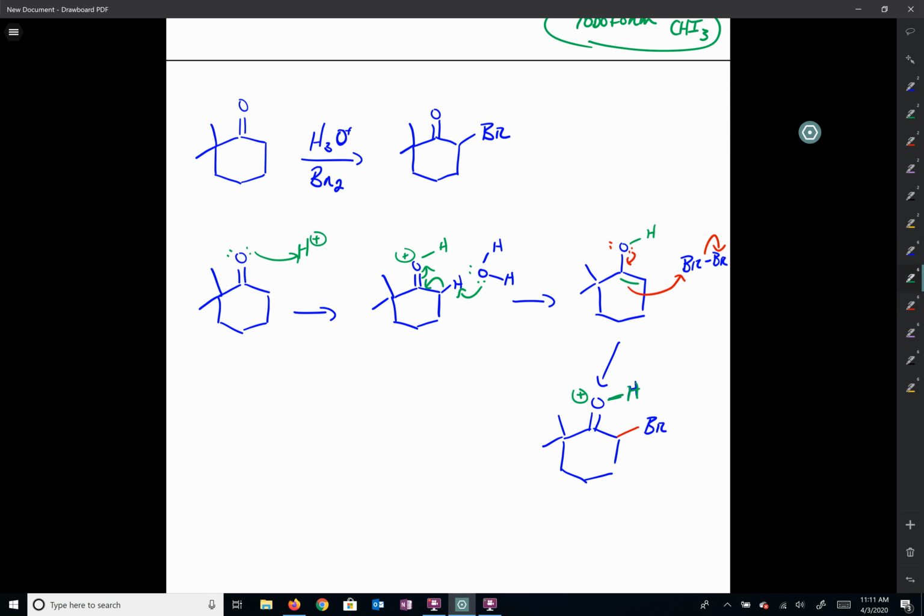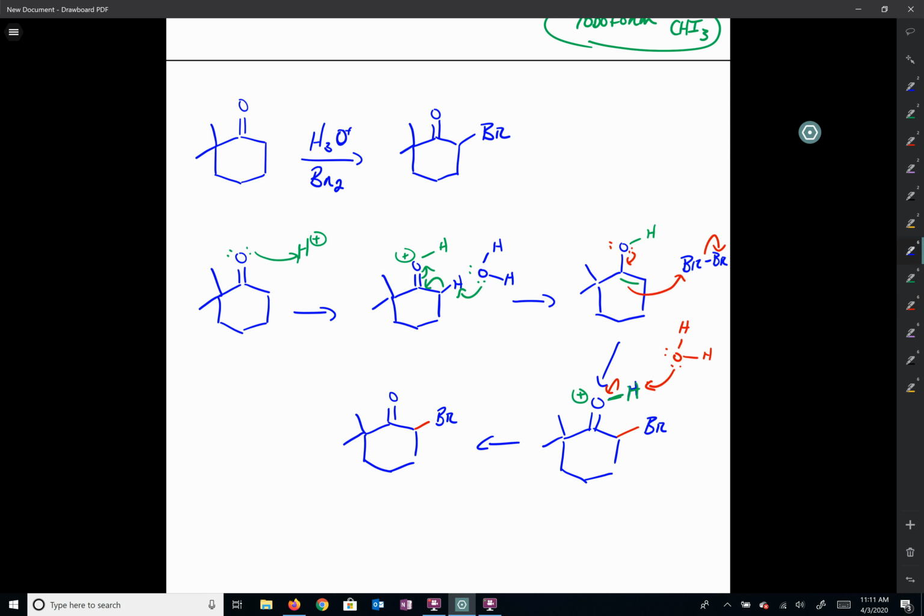And then water will come in and take care of this hydrogen here. I guess I'll just go ahead and finish it up since we're doing it. And that'll give us our product, right? Fantastic. There it is. Cool. And this will stop after a single addition usually, which is useful. We can then go on and do what we need to do with that halogen there.